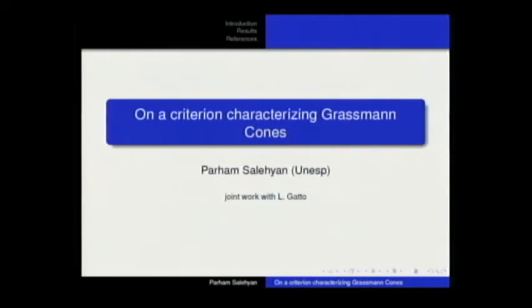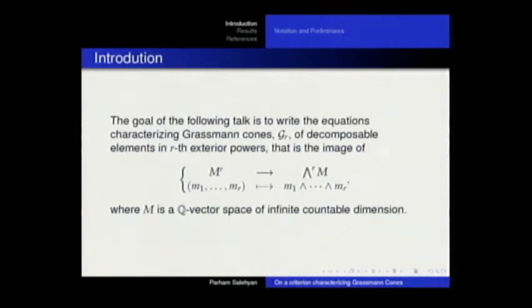Today, the focus of this work, a joint work with Letterio Gatto, is to write the equations characterizing the Grassmann cone, that is the decomposable elements of a finite exterior power. That is the image of the following natural map that we can define between the Cartesian product of a Q vector space and the wedge of M.